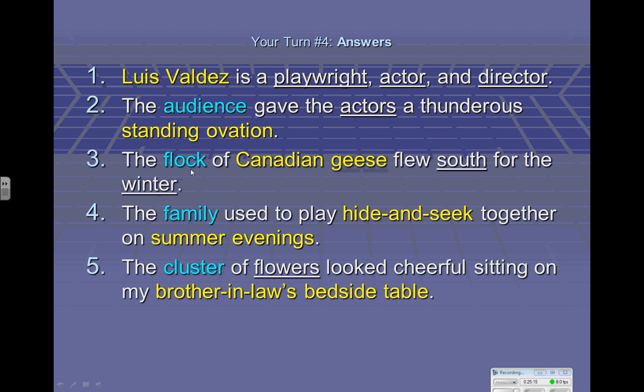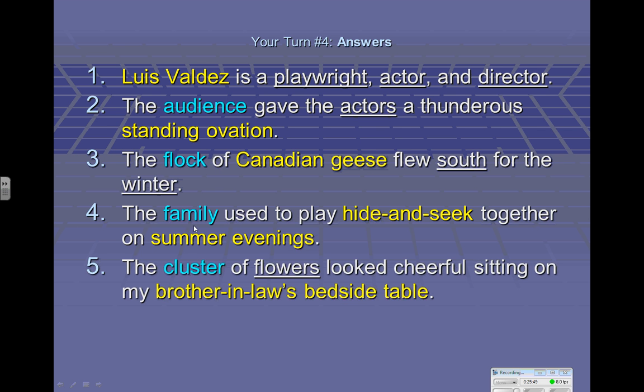And number three, flock. Flock is definitely a collective noun because a flock consists of more than one bird, right? So that is our collective noun. That should be written on your paper. Canadian geese should also be written on your paper because it's a proper compound noun. We're telling you a very specific species of geese. Okay, so that should be written down on your paper as compound. South is a noun and winter is a noun, but those shouldn't be on your paper because they're not collective, they're not compound.